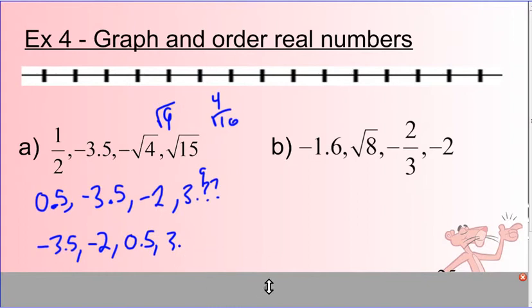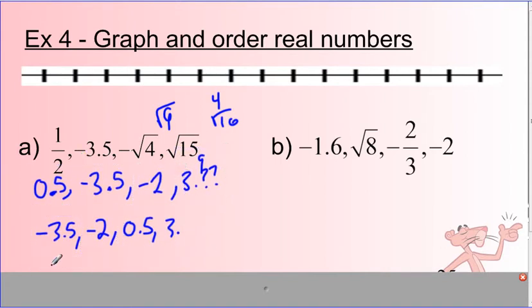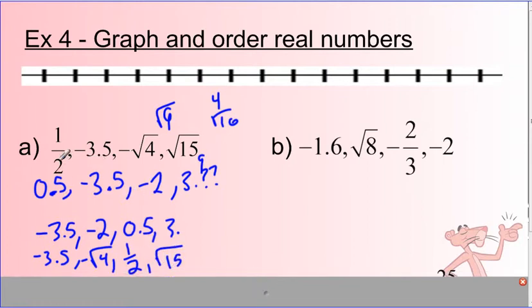And probably the better way to write this would be back in the original form. So what do we have? Negative 3.5, negative square root of 4, 1/2, and square root of 15. So I wrote it back how it started. So we changed them all to decimals, ordered the decimals, and then just rewrote it back in the original form.